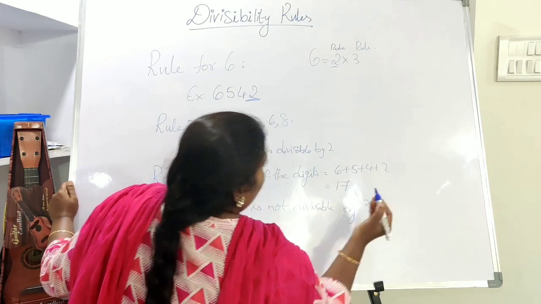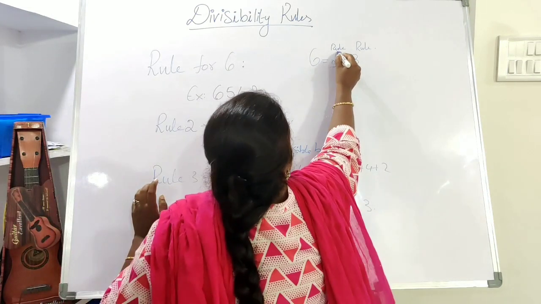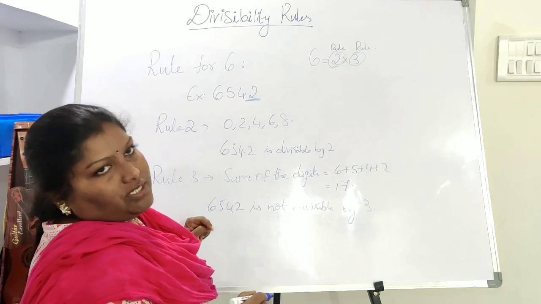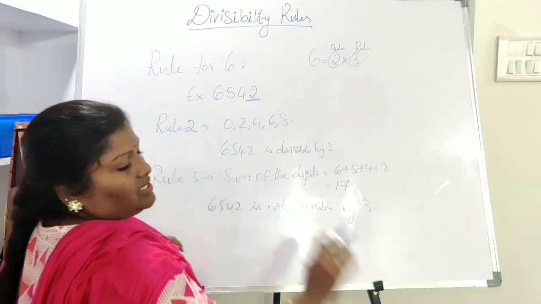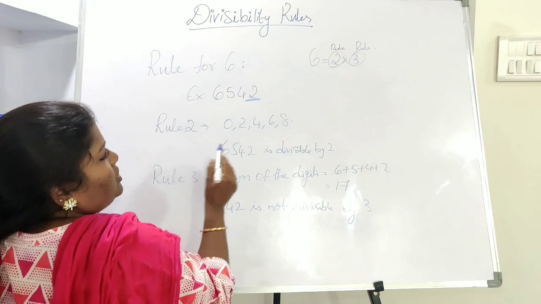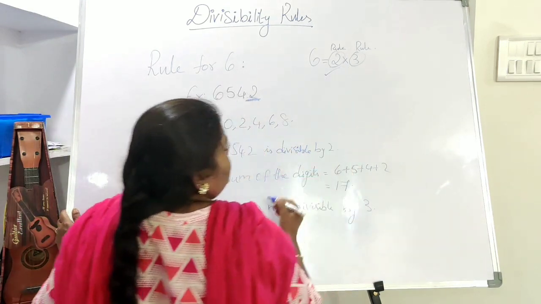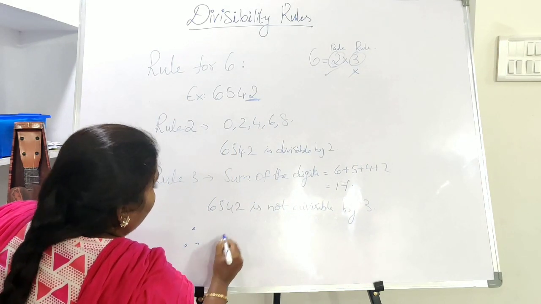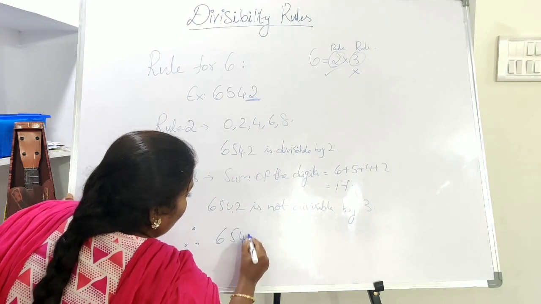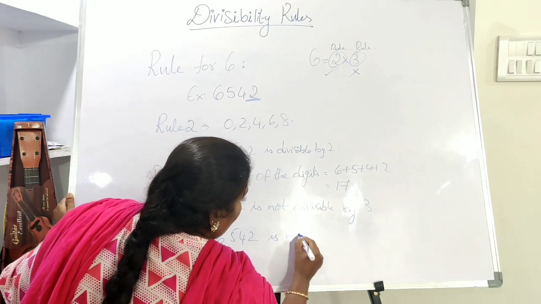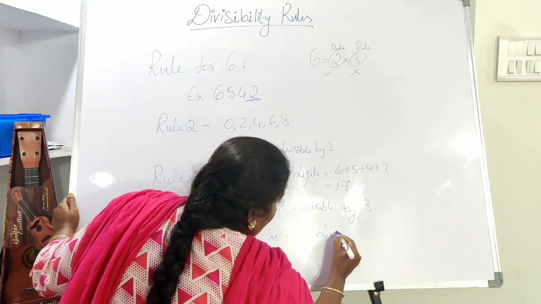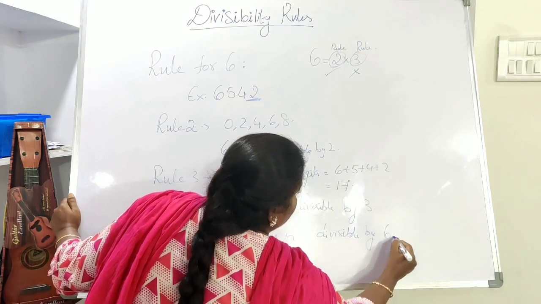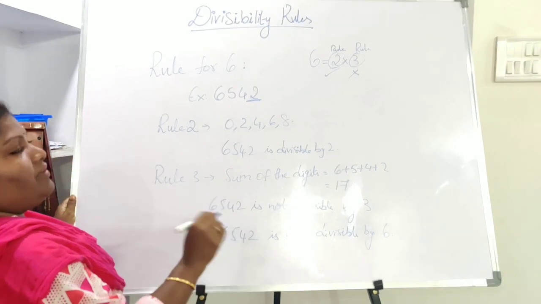Now what is the rule? It should be divisible by 2. It should be divisible by 3. If any one is not satisfied, then the whole number is not divisible by 6. So here with 2 it is divisible, but with 3 it is not divisible. So you can say that therefore 6542 is not divisible by 6.